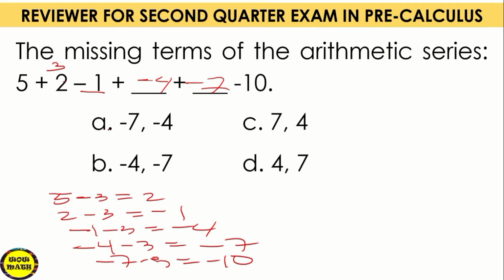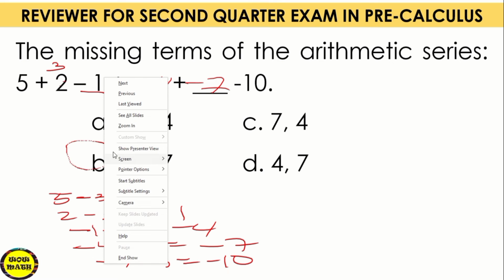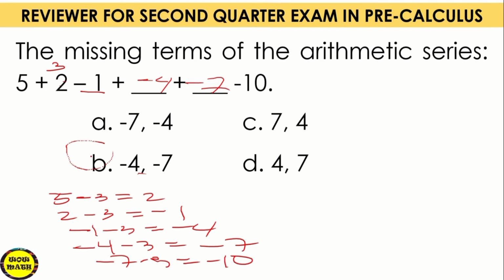Yung A ay may negative 7, may negative 4, then may negative 7. Pero dapat dun tayo sa sagot natin na kung ano yung kasunod. Ang first blank kasi dapat dito ay negative 4, hindi negative 7. And then the second blank is negative 7. So therefore, the answer here is letter B again. Okay, so letter B.